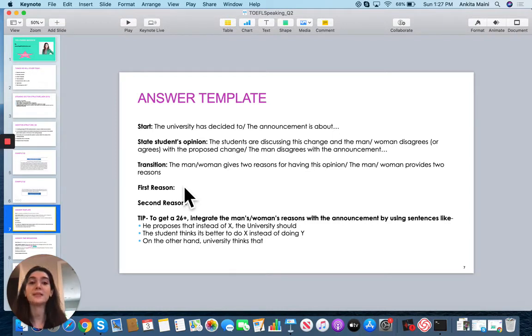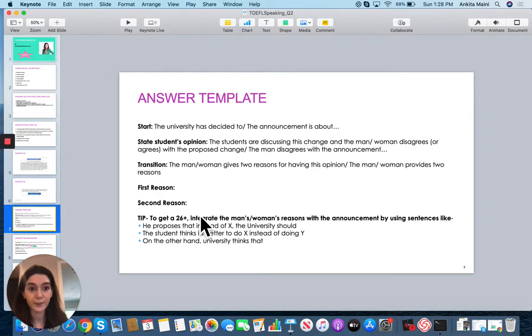Again, these templates are great, but I recommend that if you are targeting a 26 plus, you do not memorize a template. Rather, you use this template as an inspiration and give natural sounding responses. And you'll hear my response later and you'll see that I use my template, but it doesn't sound like I have memorized anything.